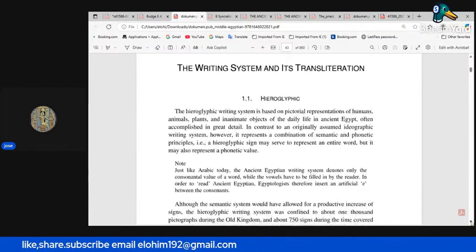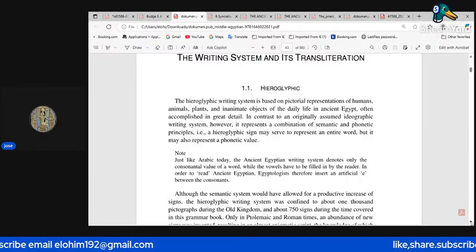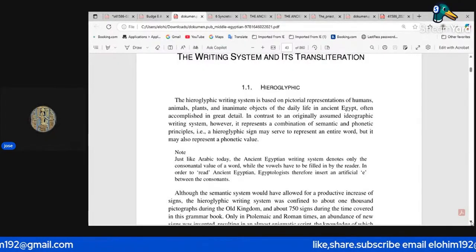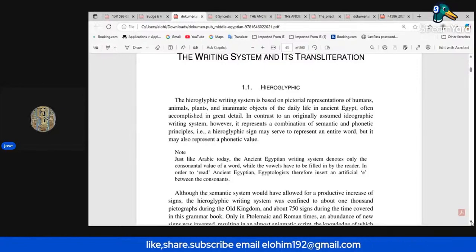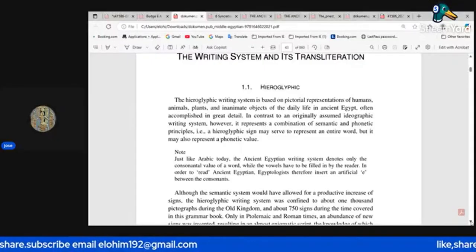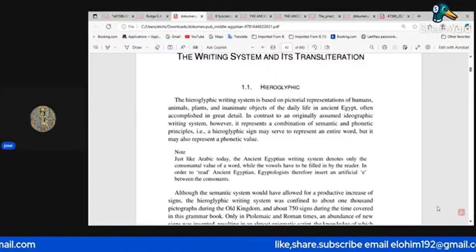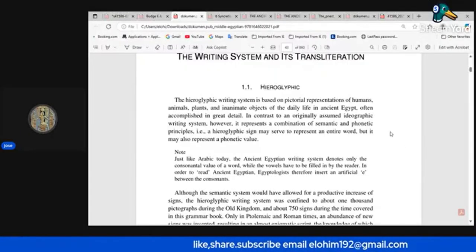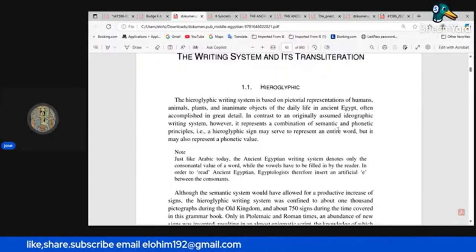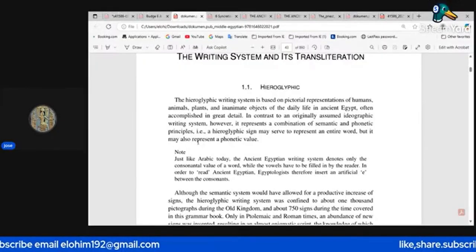So let's go. The hieroglyphic writing system is based on pictorial representation of humans, animals, plants, and inanimate objects of the daily life in ancient Kemet, often accomplished in great detail. In contrast to an ordinarily assumed ideographic writing system, however, it represents a combination of semantic and phonetic principles, i.e., hieroglyphic signs may serve to represent an entire word, but they may also represent a phonetic value.